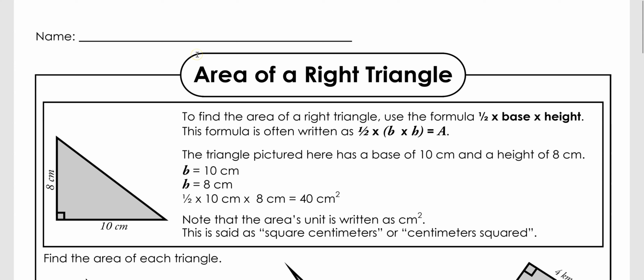So the base is 10 centimeters, the height is 8 centimeters. So we multiply 1/2 times 10 times 8 and we get 40 centimeters squared. Note that the area's unit is written as centimeters squared. This is said as square centimeters or centimeters squared. Find the area of each triangle.